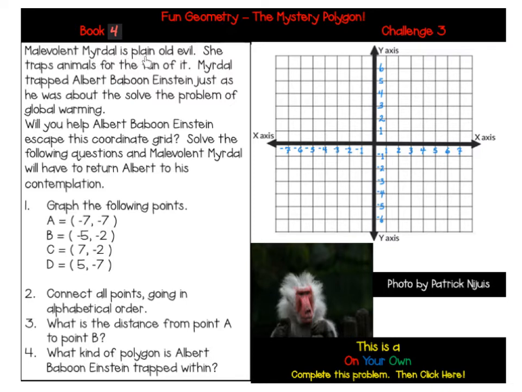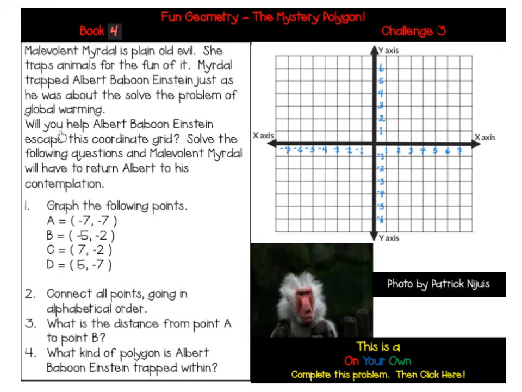Malevolent Myrdal is plain old evil. She traps animals just for the fun of it. Myrdal trapped Albert Baboon Einstein right here, and sure enough, he looks just like Albert Einstein, doesn't he? Anyway, she trapped him just as he was about to solve the problem of global warming, my friends. We sure could have used that help, right?